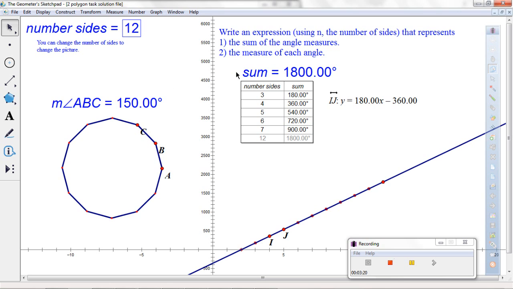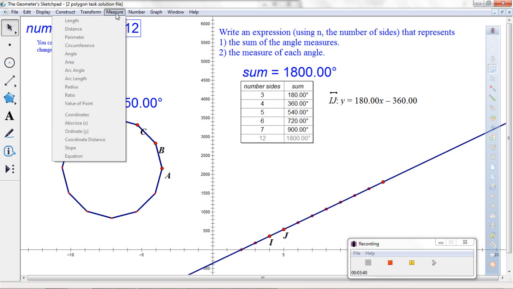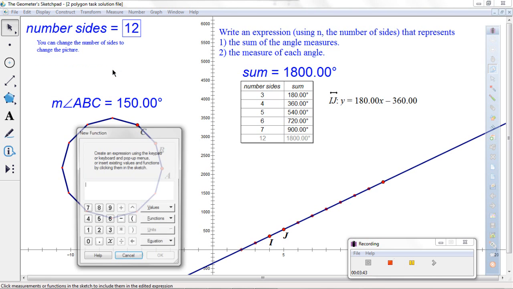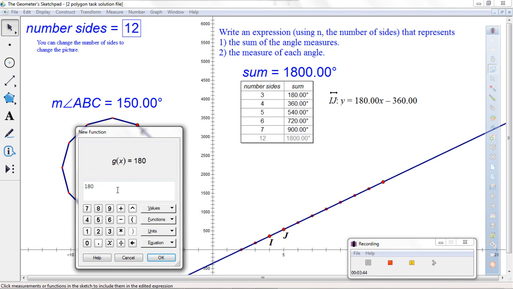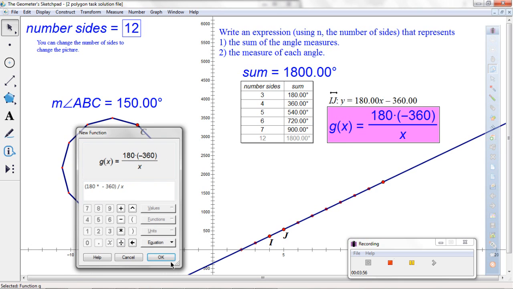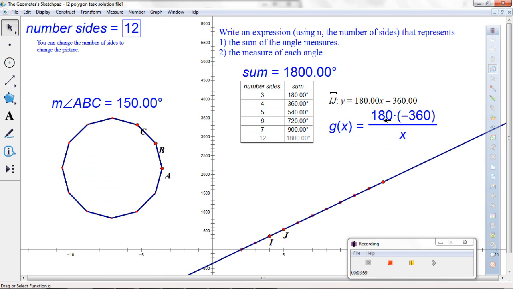The next part of the problem is to find the measure of each angle. So obviously we've already discovered this relationship between the angle and the sum because that's how we made the sum to begin with. We multiplied the angle times the number of sides. So students might conjecture that all you have to do to find the angle measure is divide by the number of sides. So we could just write our new function, which would be what we just found, 180x minus 360, and then divide by the number of sides.